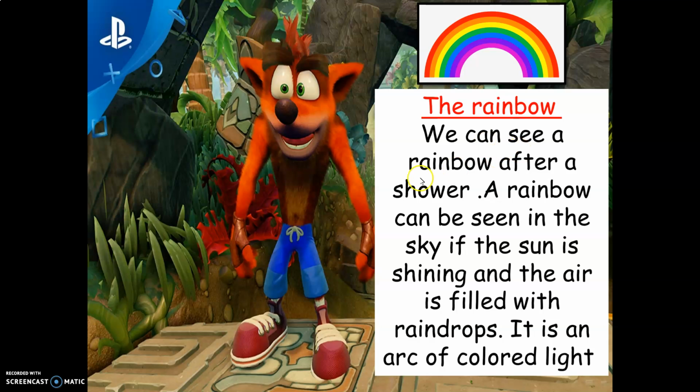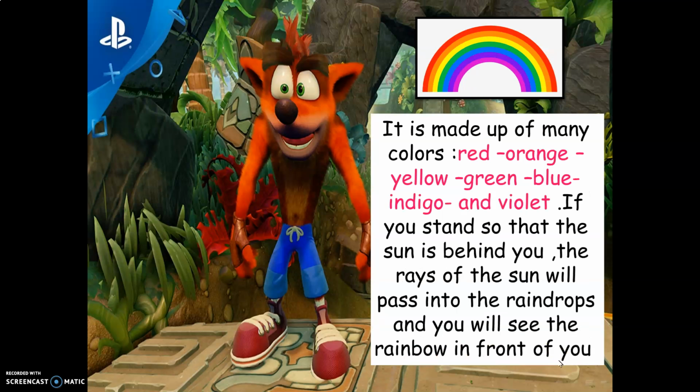A rainbow can be seen in the sky if the sun is shining and the air is filled with raindrops. It is an arc of colored light. It is made up of many colors: red, orange, yellow, green, blue, indigo, and violet. So, how many colors are there in the rainbow? We have 7 colors in the rainbow.